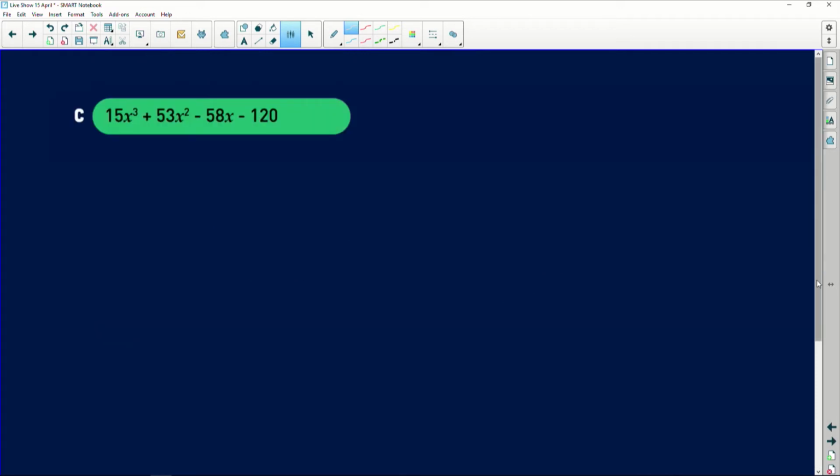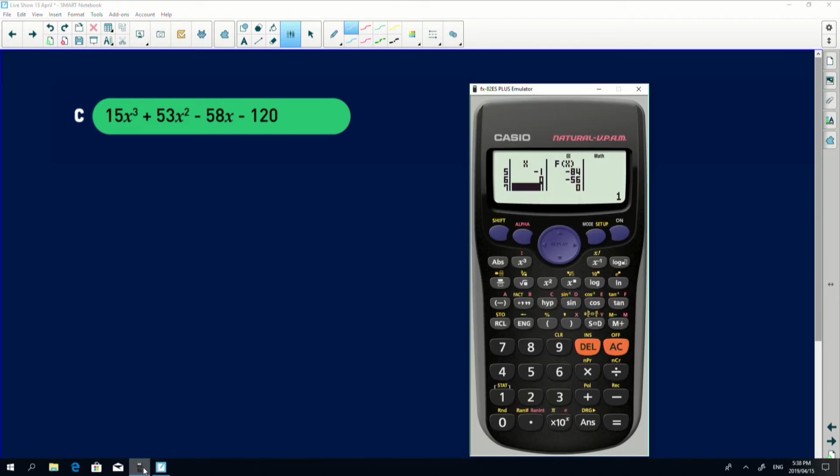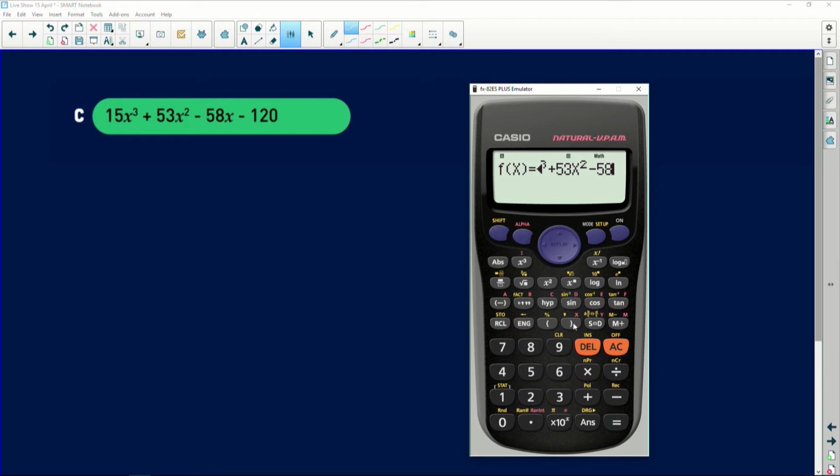Next one is a little bit harder because the coefficients are quite big. So let's jump right into it. I'm going to get the calculator out again. I'm going to put in my polynomial again. So we have 15x cubed plus 53x squared minus 58x minus 120. I'm going to start at -5, end at 5 again.